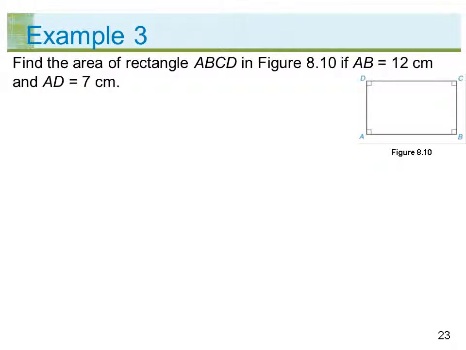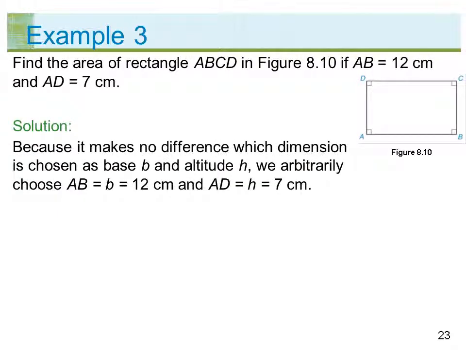Find the area of rectangle ABCD in Figure 8.10 if length AB equals 12 centimeters and length AD equals 7 centimeters. Solution. Because it makes no difference which dimension is chosen as base b and altitude h, we arbitrarily choose length AB to equal b, which equals 12 centimeters, and length AD to equal h, which equals 7 centimeters. Then A equals bh is equal to 12 centimeters times 7 centimeters. This equals 84 centimeters squared.